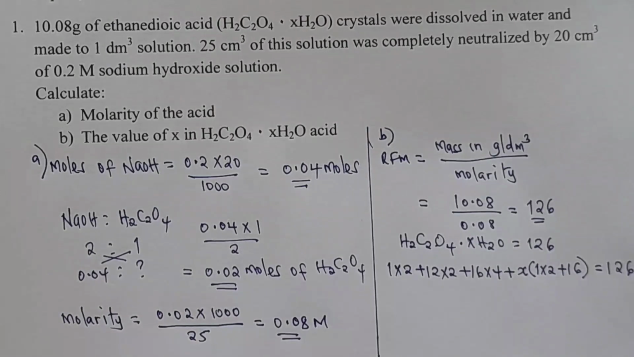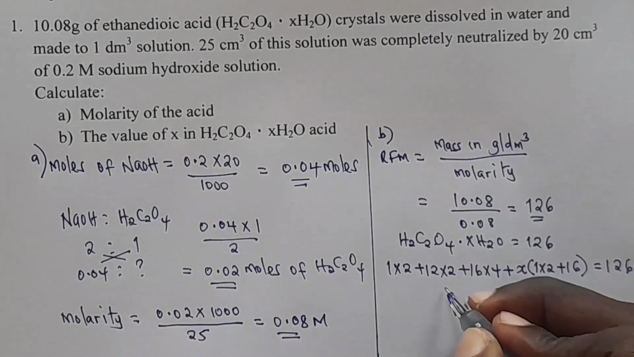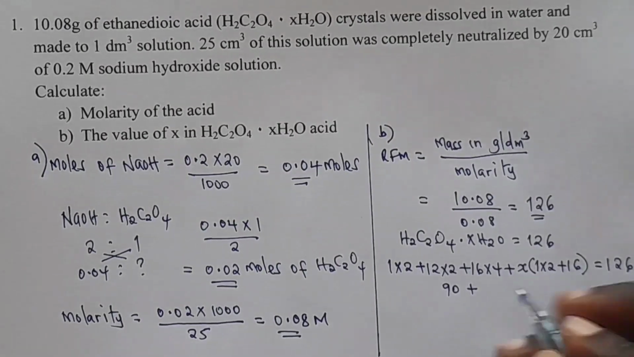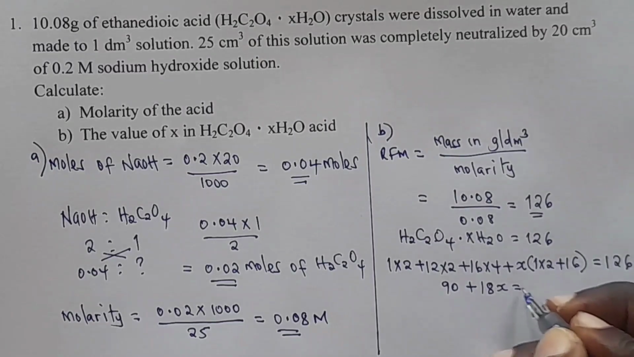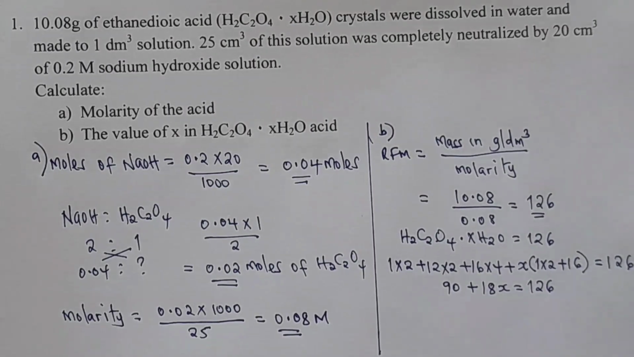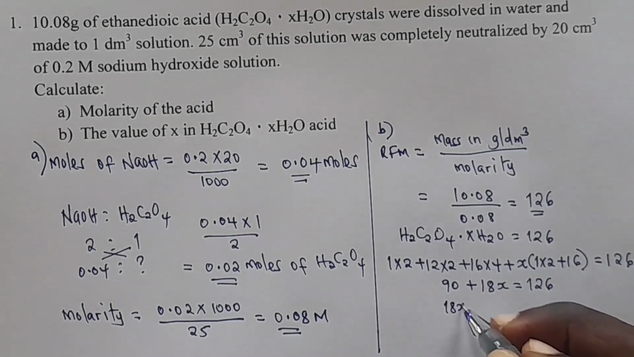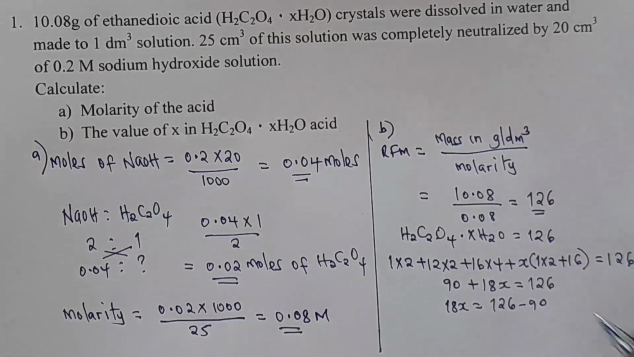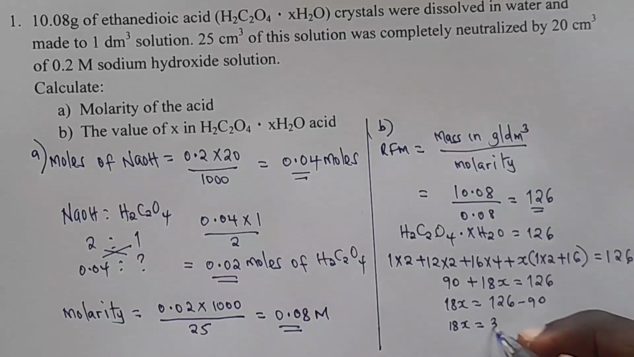So next, let's add all these values up to here. Those will be equal to 90 plus, so we have here 2 plus 16, that's 18 times x, that's 18x, will be equal to 126. So let's collect the like terms. So we are going to have 18x, which will be equal to 126 minus 90. So 18x will be equal to 36.